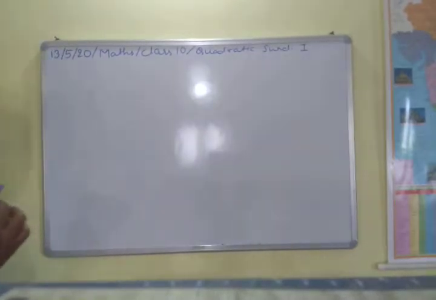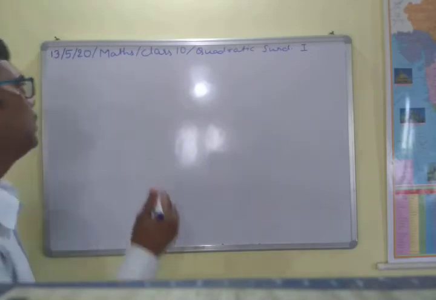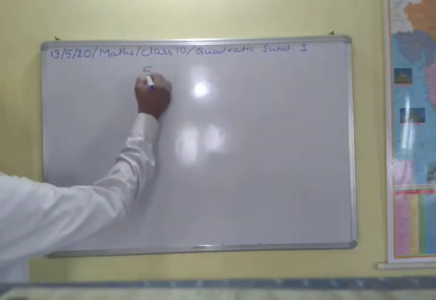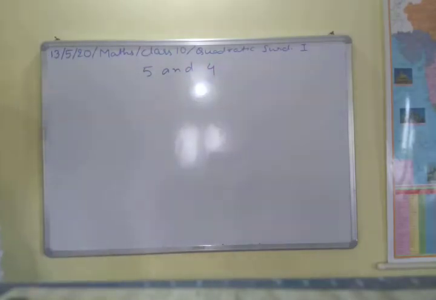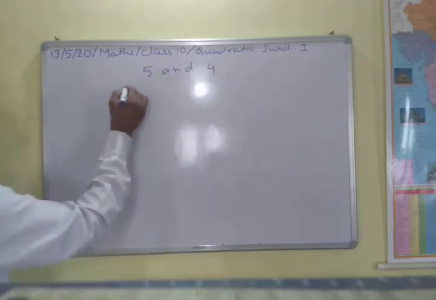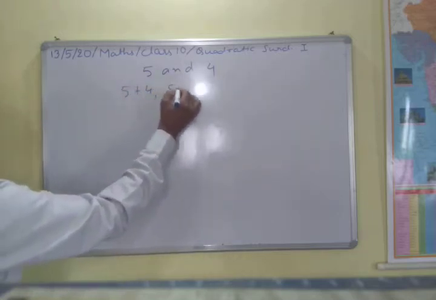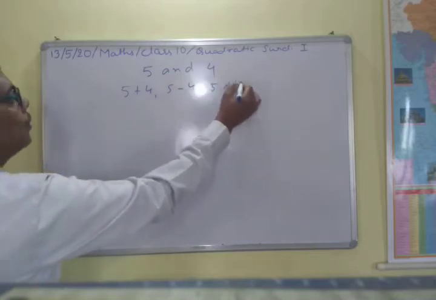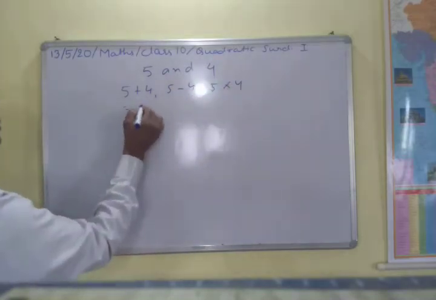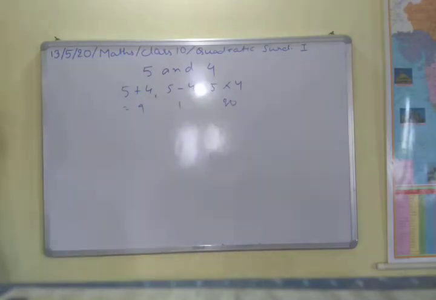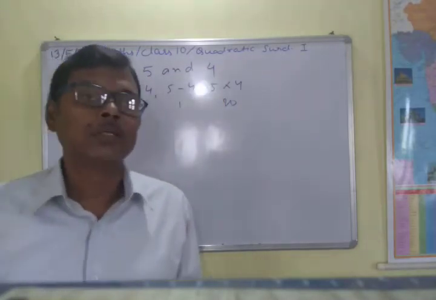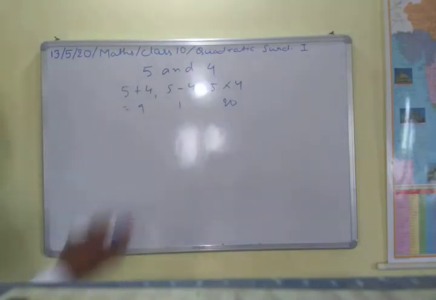First take any two numbers, like 5 and 4. Now these are real numbers. If you find 5 plus 4, or 5 minus 4, or 5 into 4, then the answer will be 9, this will be 1, this will be 20. So when we take two integers, their sum, their difference and their product are all integers.